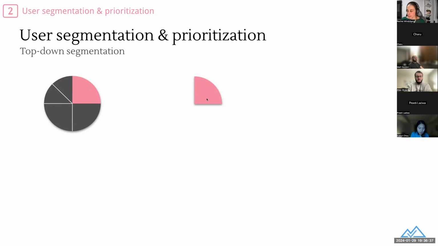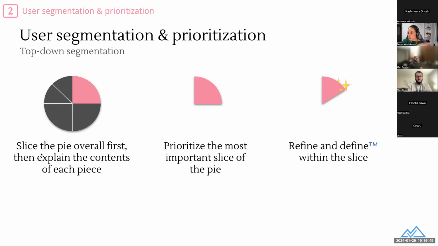And then you go to this piece, and then you say, you know what, this piece isn't clear enough for me yet, or it's not well defined enough yet, so I'm going to prioritize this piece inside, right? So you want to show the interviewer how you slice the overall pie. Then you want to prioritize the most important slice of the pie. And then you want to refine and define within that slice. People who are in consulting or did consulting interviews, that's a lot of what goes into that. But this is, in my opinion, a very good way to make sure you're segmenting well enough.